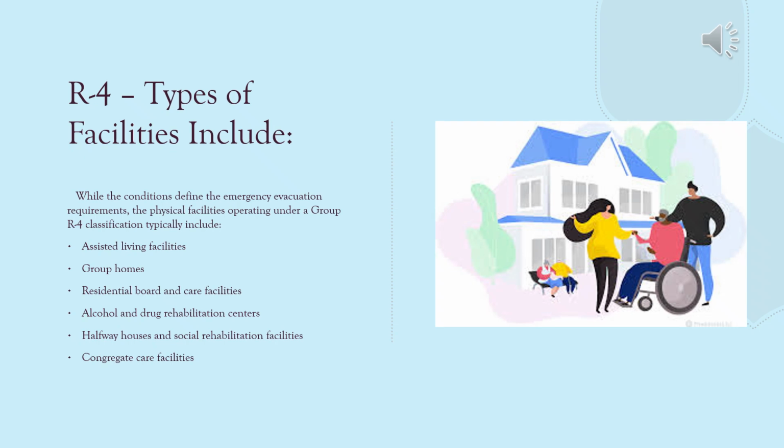To expand on R4's types of facilities that would be included, this is going to be your assisted living facilities, group homes, residential board and care facilities, alcohol and drug rehabilitation centers, halfway houses, social rehabilitation facilities, and congregate care areas.